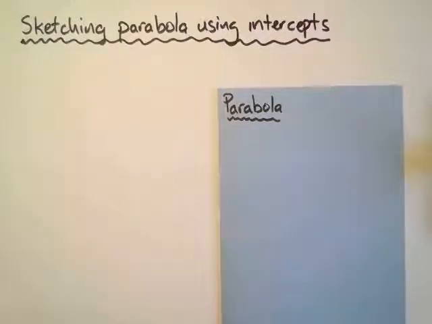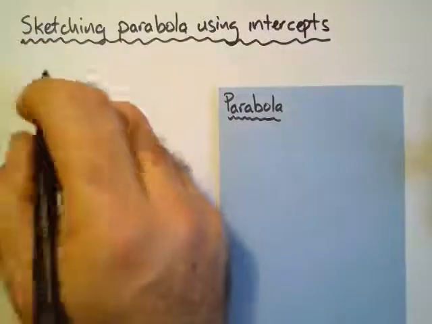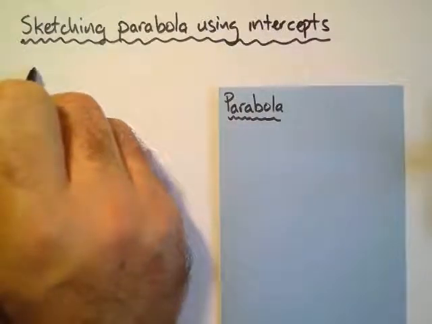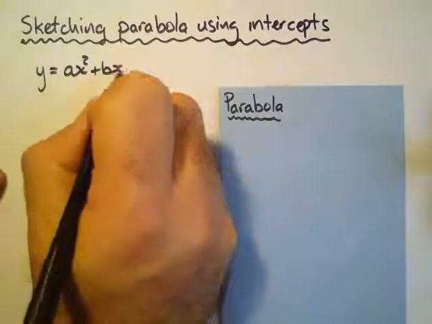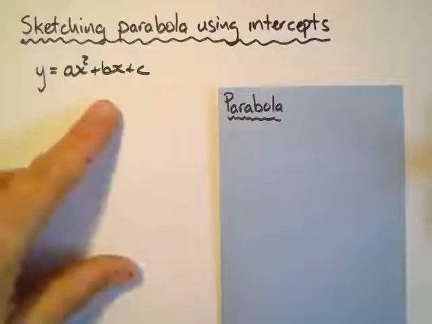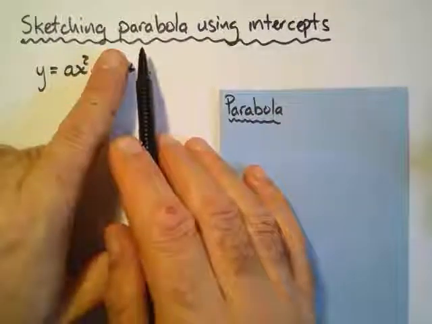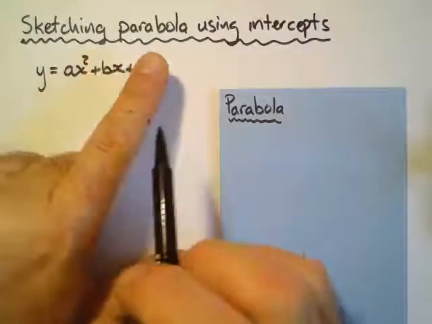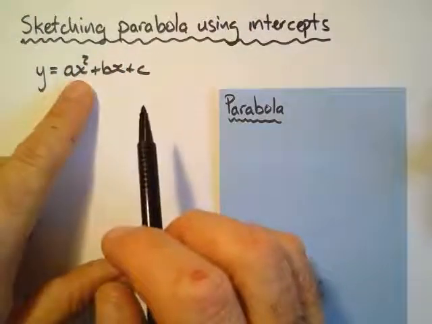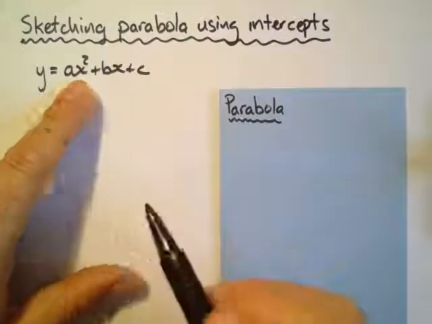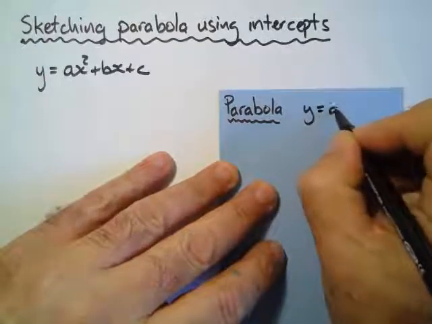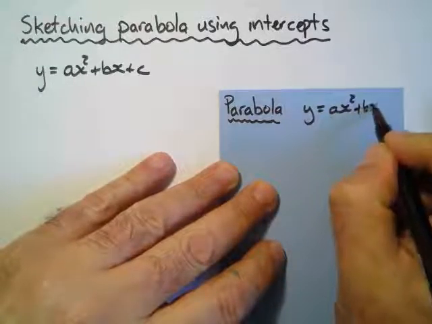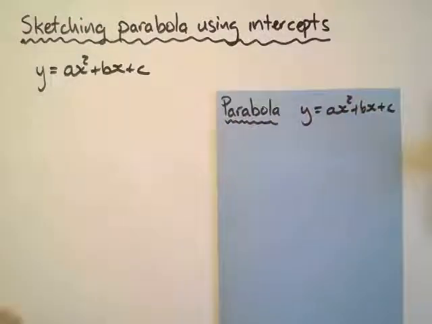So the first thing that we need to identify is the parabola. The general equation for a parabola is y equals ax squared plus bx plus c. Now, as you've seen previously, it can be only ax squared, it can be ax squared plus c, it can be ax squared plus bx. The moment there's an x squared, then we know that this is a parabola. So the parabola, I'm going to put in brackets, y equals ax squared plus bx plus c. So that's our general equation.